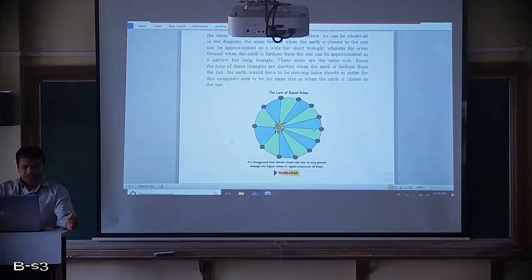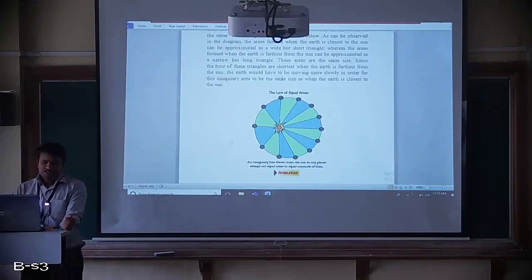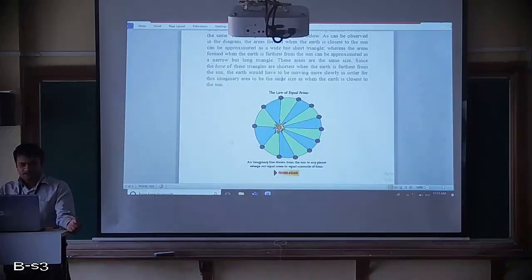Now, if you do the calculation of the area, whatever is here will be equal to this area. Why? Because here the base is more, and here the base is small, which is compensated in the sides. So this is the second law of Kepler, which is called the law of equal areas.